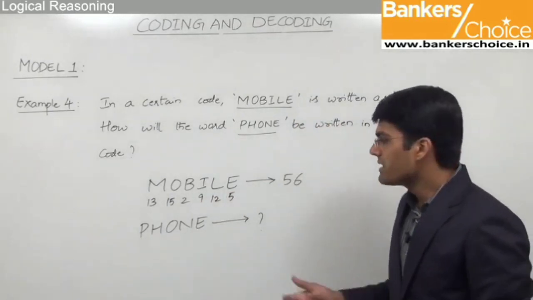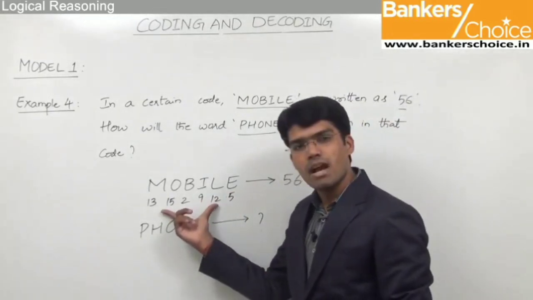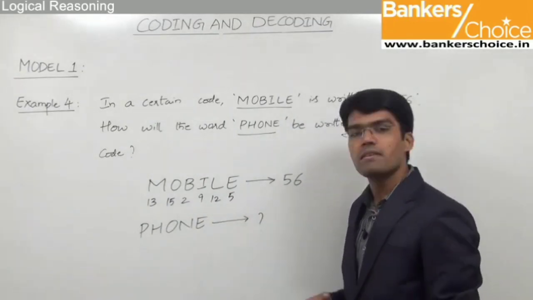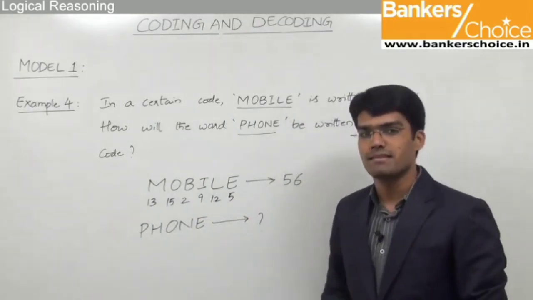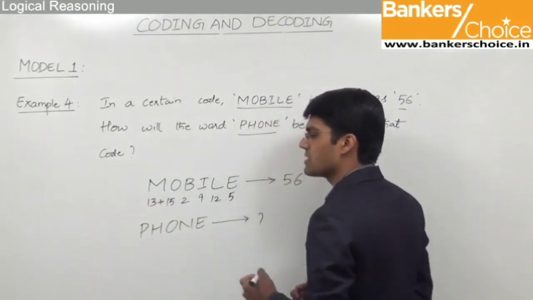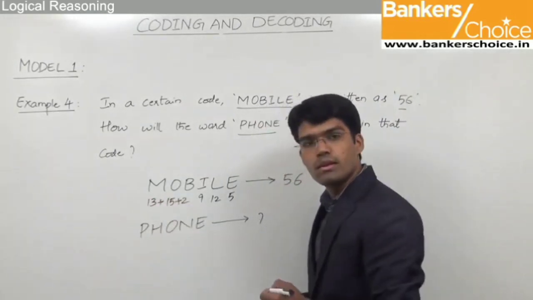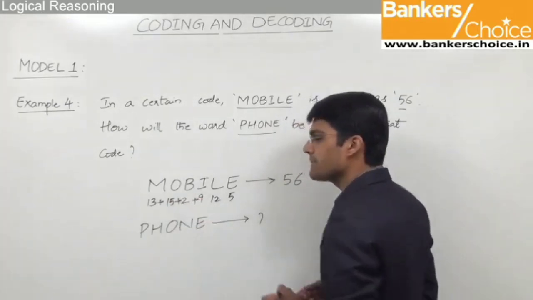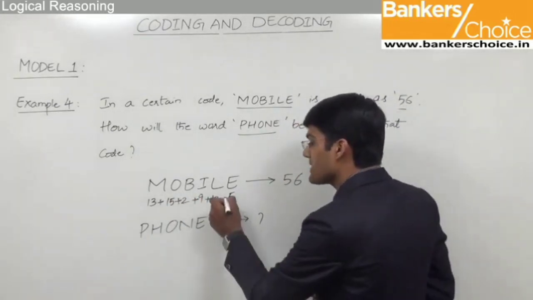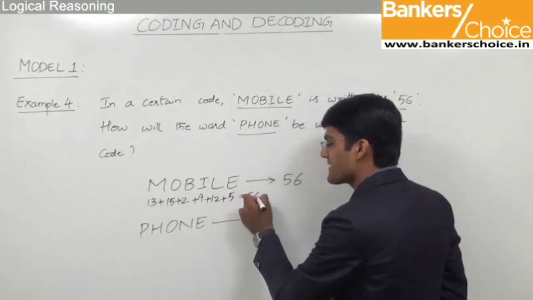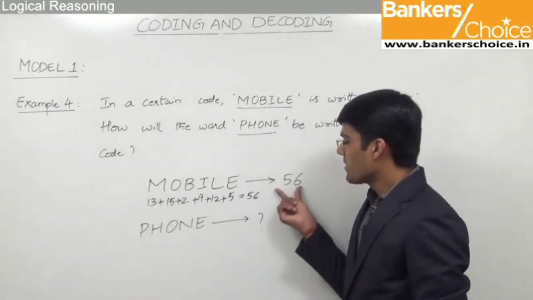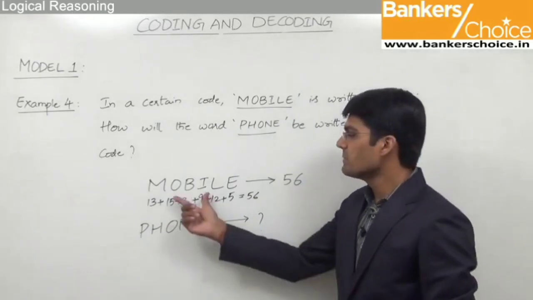Let us just check with the sum of these positions. If the sum comes out to be 56, then the logic is very clear. If it is not 56, then we need to go with something else. So by adding these positions, that is 13 plus 15 is 28, plus 2 is 30, plus 9, 39, plus 12, 51, and plus 5 is equal to 56. So we are now able to say that the logic here is nothing but sum of the positions.